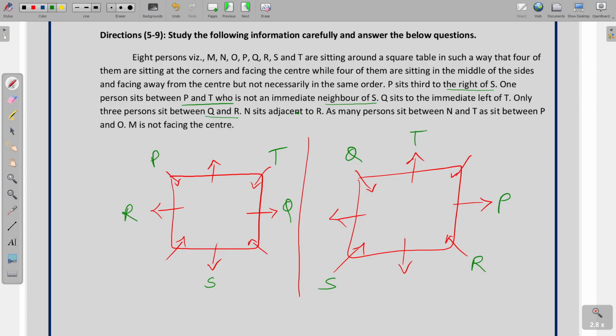N sits adjacent to R. So N is placed here. As many persons sit between N and T as sit between P and O. So between P and O there are 3 persons. M is not facing the center. So M is placed here. This one is not correct, so this other one is correct. It is the final arrangement of the puzzle.